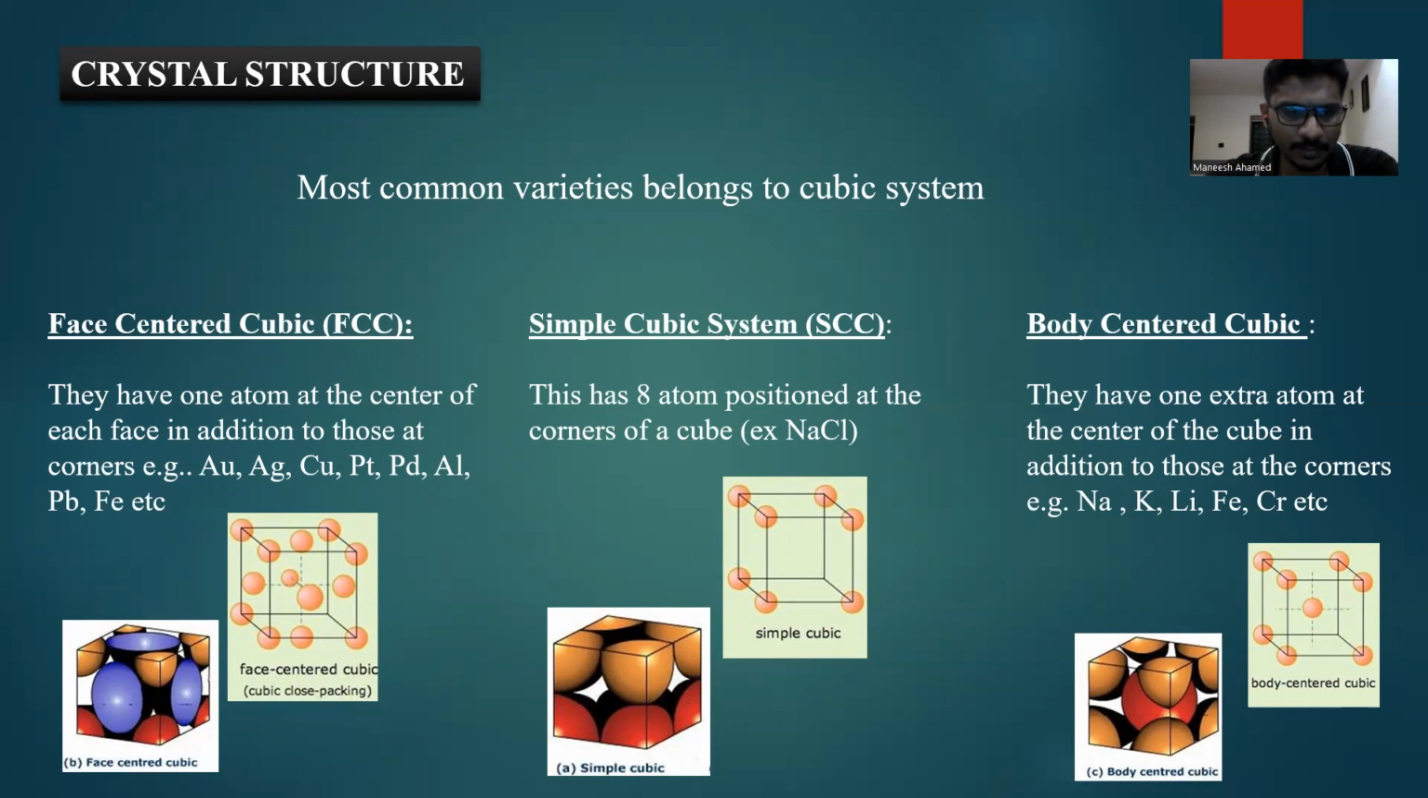have a face-centered cubic lattice. That is, each face has an atom, and the atoms at the corners are shared by the adjoining sides. And the simple cubic system, or SC, has 8 atoms positioned at the corners of the cube, for example, sodium chloride. And the body-centered cubic structure has one extra atom at the center of the cube in addition to those at the corners, for example, sodium, potassium, lithium, iron, chromium, etc.